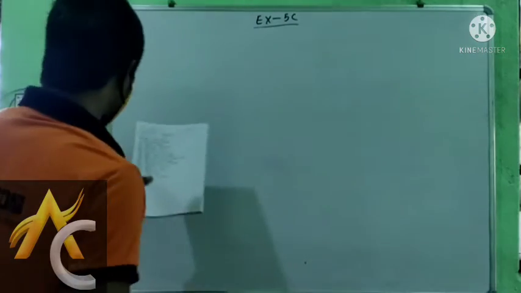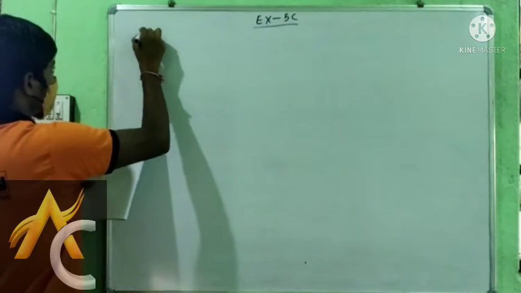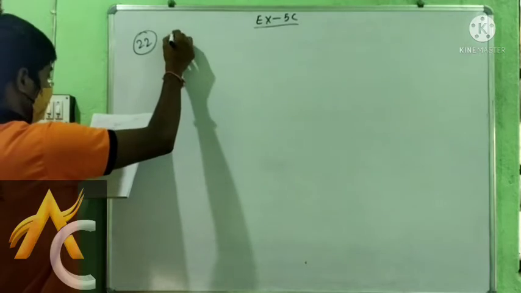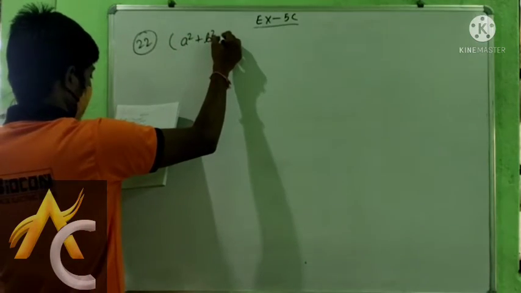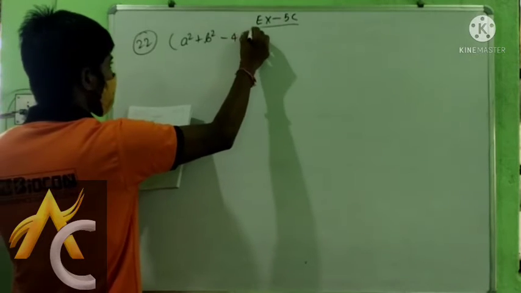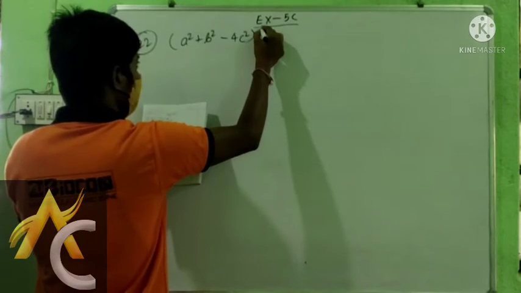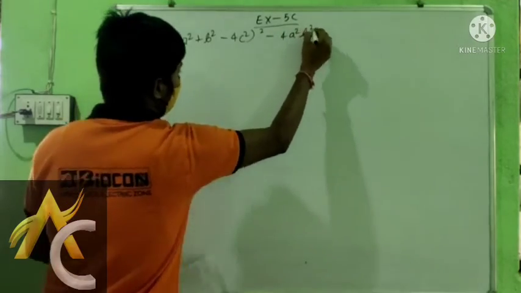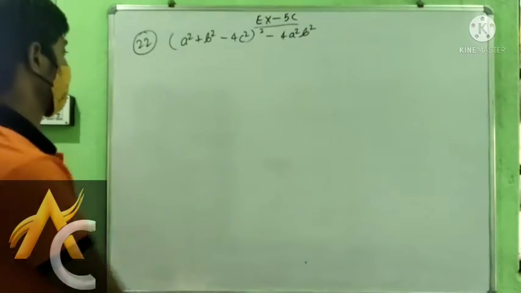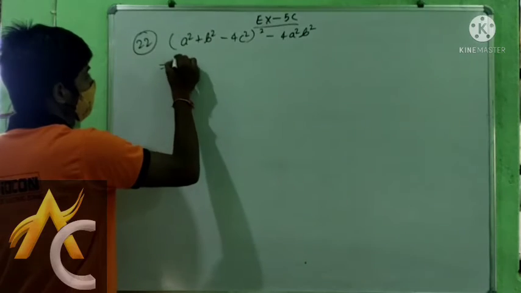Now question number 22. Question number 22 is a square plus b square minus 4c square whole square minus 4a square b square. Okay. Now just look at here.